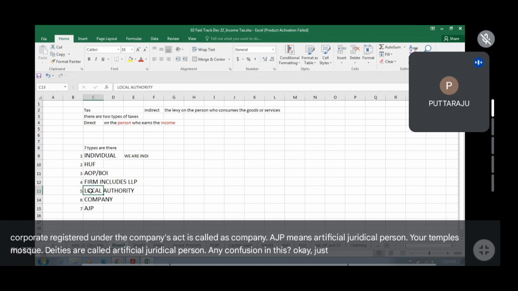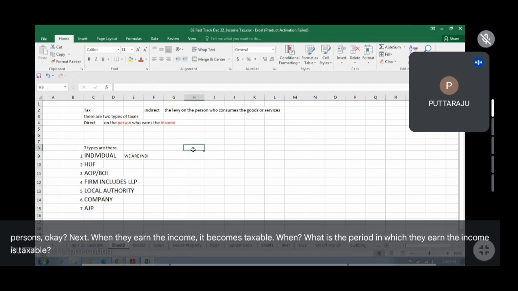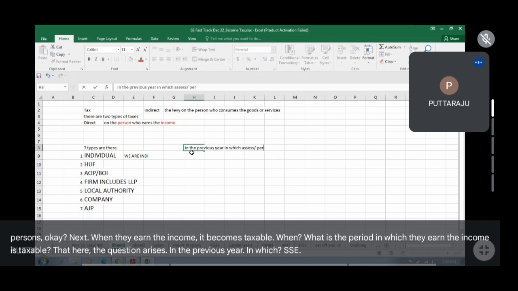Okay, just to have the overview of who are all persons. Next, when they earn the income, it becomes taxable. What is the period in which they earn the income that is taxable? Here the question arises: the previous year in which the assessee or person earns the income will be taxable.